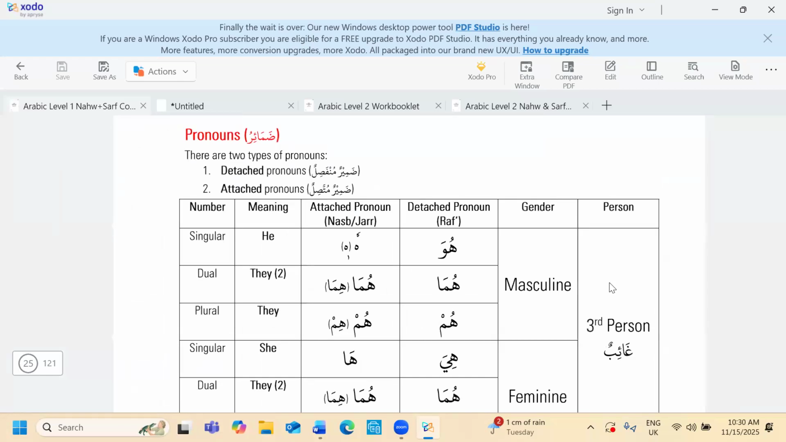Huwa and hiya, if they're referring to a non-living thing, what do you think the meaning will be? Yeah. So huwa means he or it, and hiya means she or it. It hasn't given you the meaning there. You can insert the meaning, put a slash and put it in both of them. So huwa can mean he or it. Hiya can mean she or it.